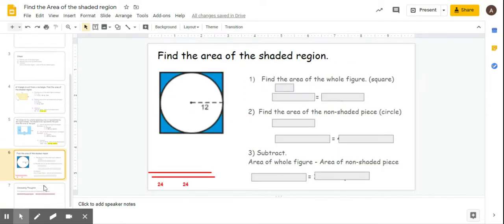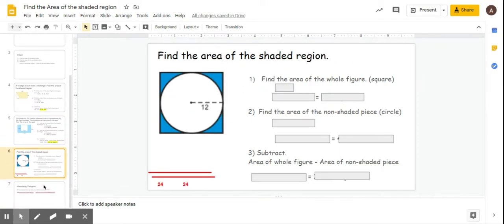All right, and let's look at our third example. Find the area of the shaded region. So this is a little bit trickier. We are given a square and we are given a circle inside the square. All right, so your job is to figure out what the area of these 4 corners are. So we have to first figure out the area of the square. Well, I don't see dimensions on this square, so we still have to work a little bit.